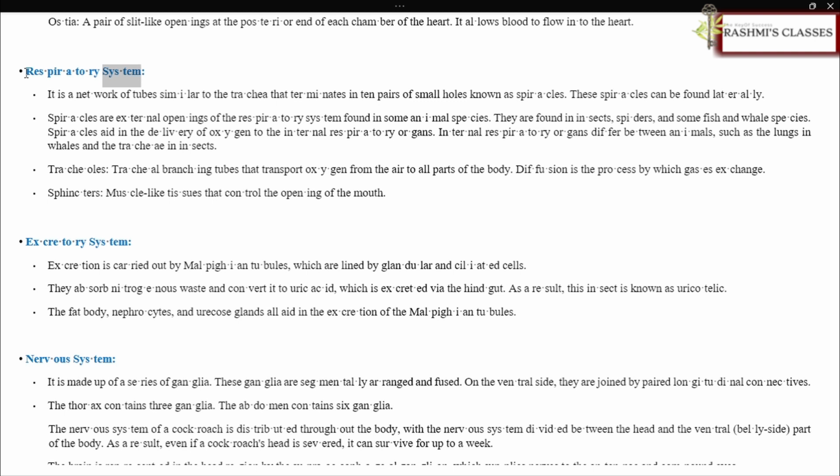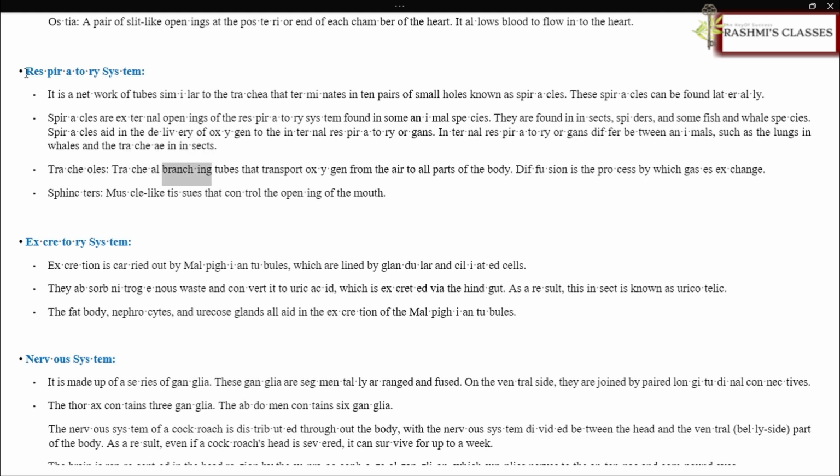Respiratory system. It is a network of tubes similar to the trachea that terminates in 10 pairs of small holes known as spiracles. These spiracles can be found laterally. Spiracles are external openings of the respiratory system found in some animal species. They are found in insects, spiders, and some fish and whale species. Spiracles aid in the delivery of oxygen to the internal respiratory organs. Internal respiratory organs differ between animals, such as the lungs in whales and the tracheae in insects.